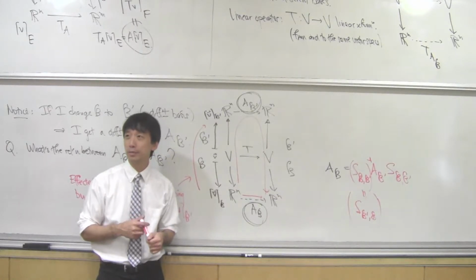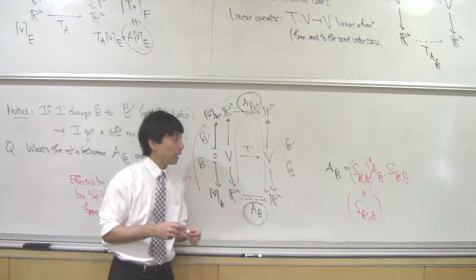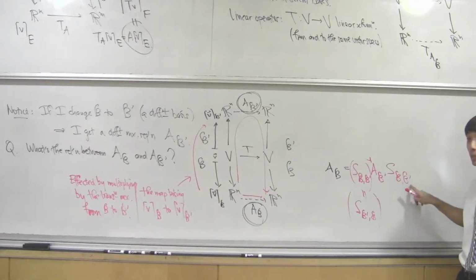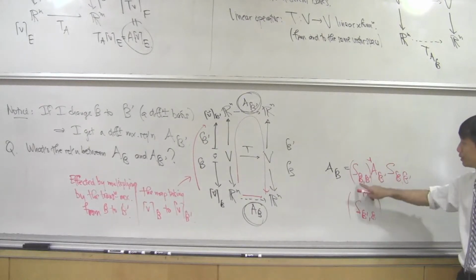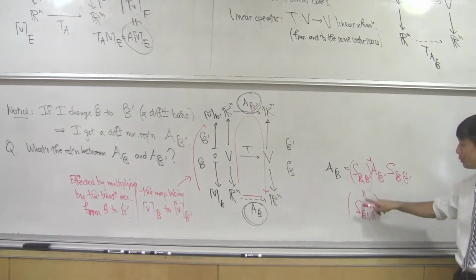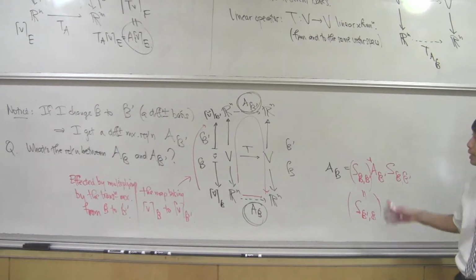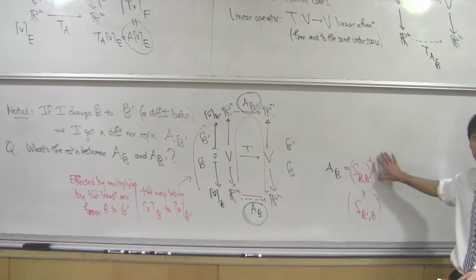Yeah, Connor, S is the transition matrix. So I'm using this notation: the transition matrix going from B to B prime. The inverse of the transition matrix from B to B prime is the same as the transition matrix from B prime to B. You could write it either way, but I'm going to write it this way.